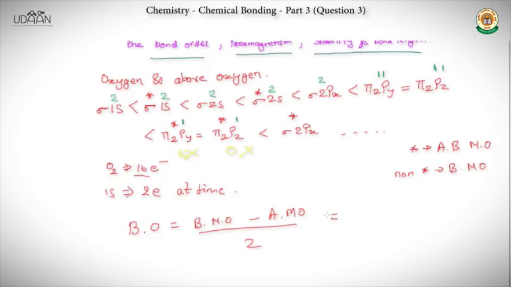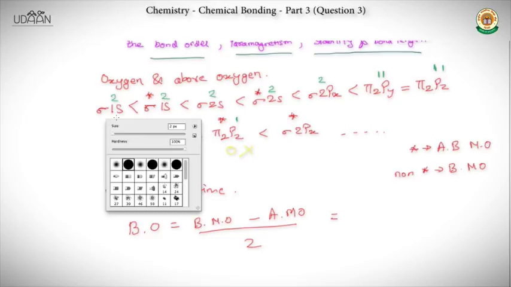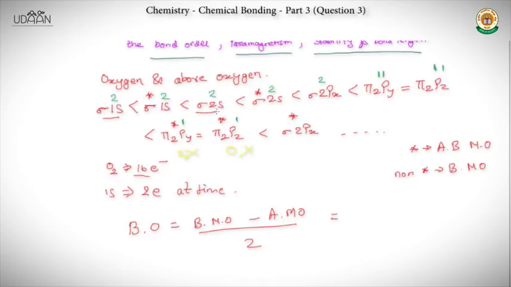As we know, in bonding molecular orbitals: 2, 4, 6, 6, here 4, it makes 10. So it's 10, and minus anti-bonding will be 6. 6 by 2, which gives us 2. Alright, very easy now that we look at it. So the bond order of O2 is 2.